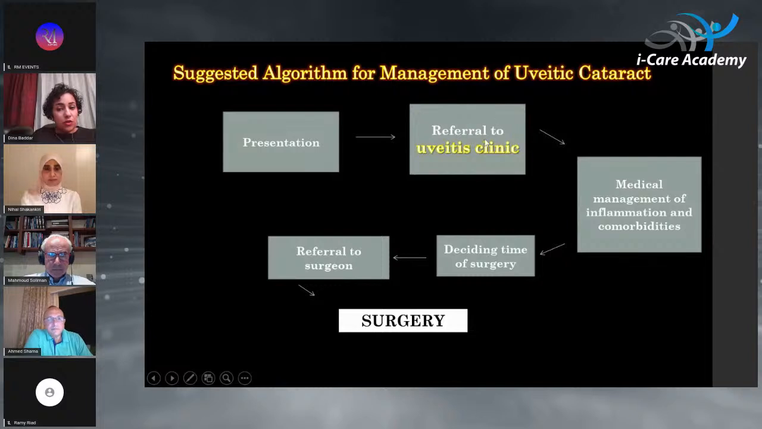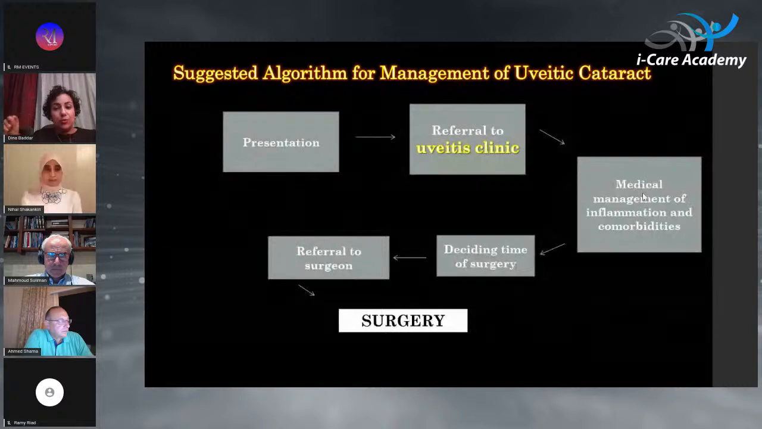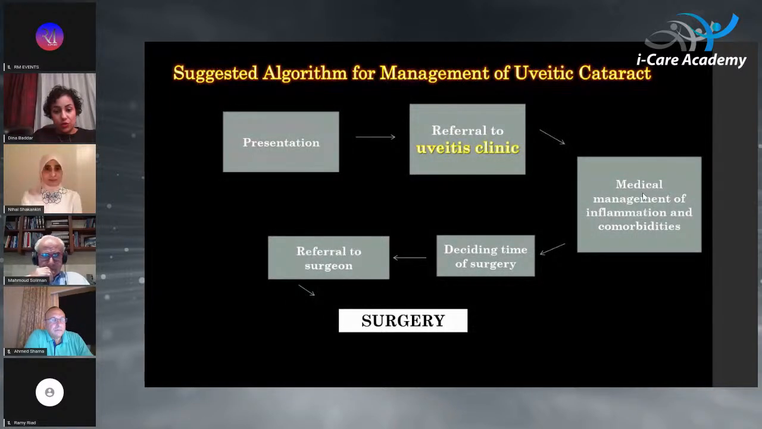Once the patient is referred to the uveitis clinic, I totally recommend that we look at all the data that the patient has, all the former workup, every single piece of paper, and also every investigation that the patient has to present. It's usually a tedious job, but we have to do it in order to understand the prognosis of the surgery. And then deciding on the time of the surgery. Now, I think this is up to the uveitis clinic. Then refer to surgery and doing the surgery.